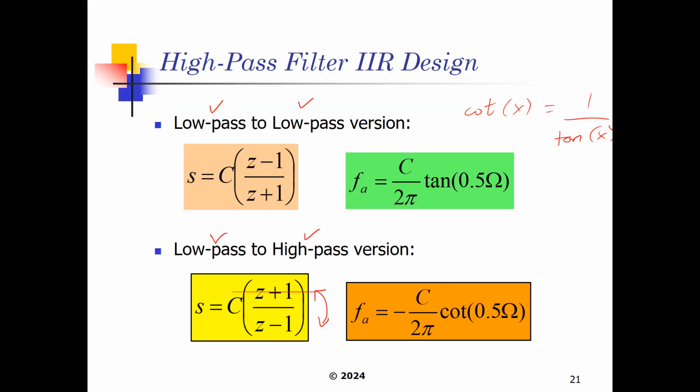So you have F_A is minus C over 2 pi times cotan(0.5 omega). Remember, the cotan or cotangent is 1 over tan. So you either calculate tan and take the reciprocal, but you have to remember the negative sign. The numerator and the denominator get swapped, and the tan changes from tan to minus 1 over tan, if you like. Okay?